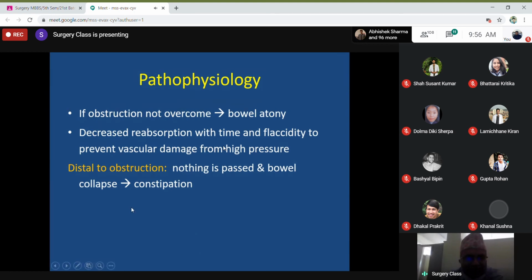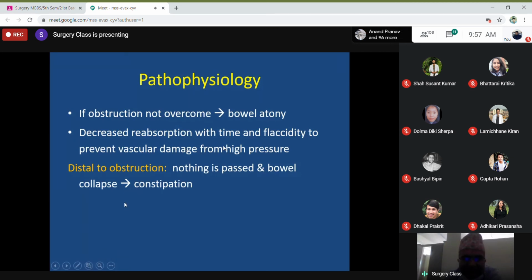If the bowel obstruction is not overcome, if the increased peristalsis cannot propel past the mechanical obstruction, then the bowel goes to atony. There will be continuous dilatation, but no reflex contraction. The absorption capacity will be decreased. The bowel will become flaccid, and this is associated with some vascular damage. And ultimately there is the next sequela, which is strangulation. So distal to the obstruction, what will happen?